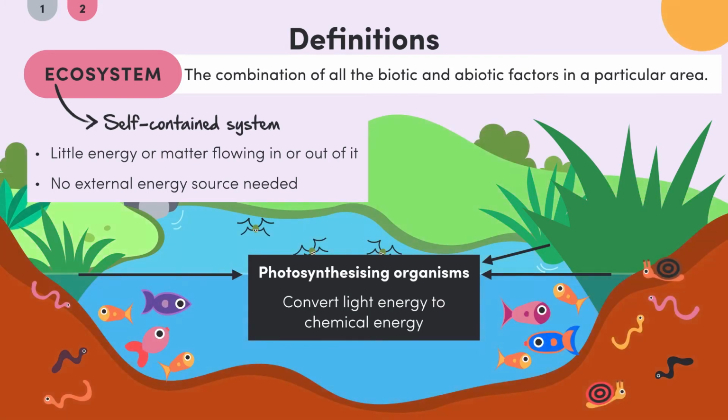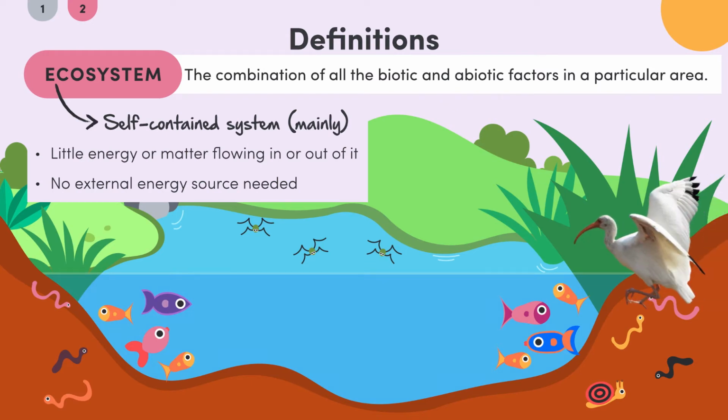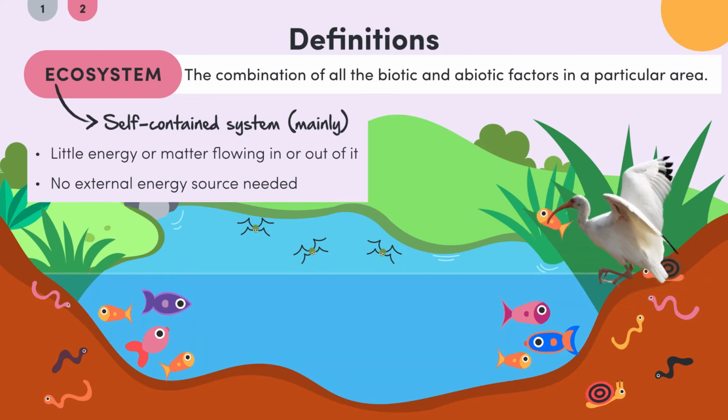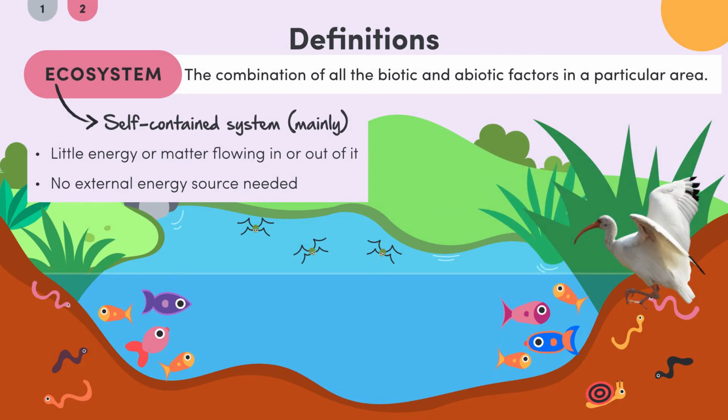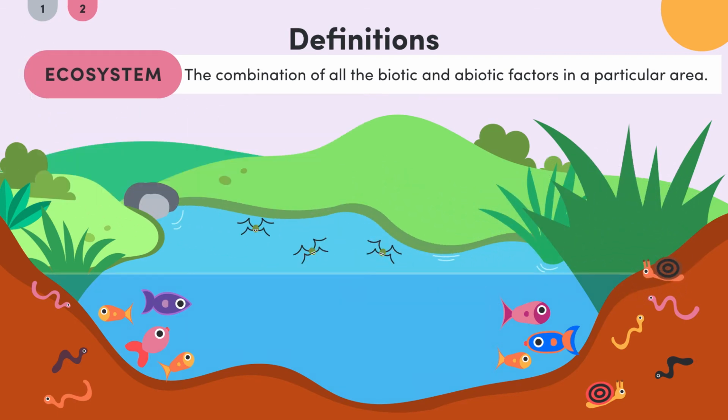Now, in reality, no ecosystem is entirely self-contained. There's bound to be energy and matter flowing in and out. For example, birds often migrate from one ecosystem to another. Birds can obtain energy through feeding in one ecosystem before nesting and raising young in another. All that said, the most important thing to remember about ecosystems is that they're the interaction of all the abiotic and biotic factors in that area.